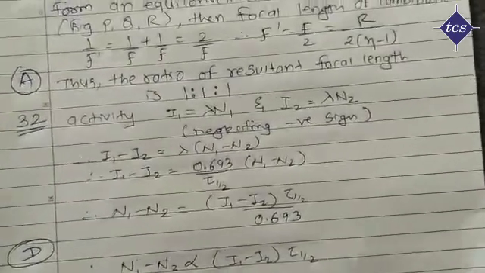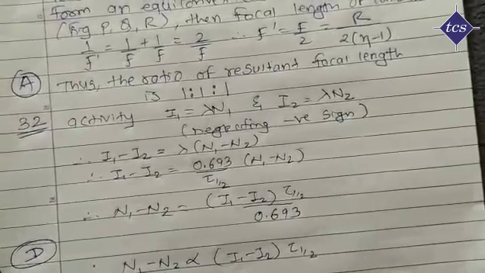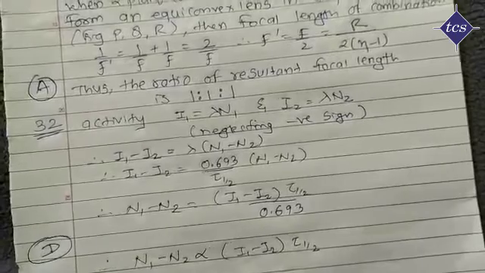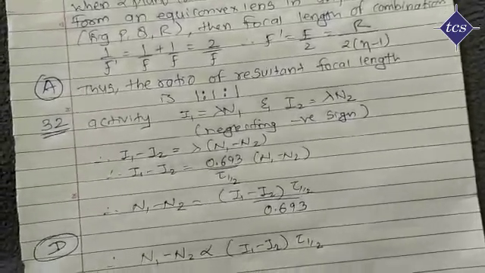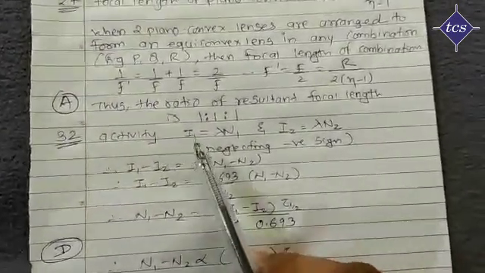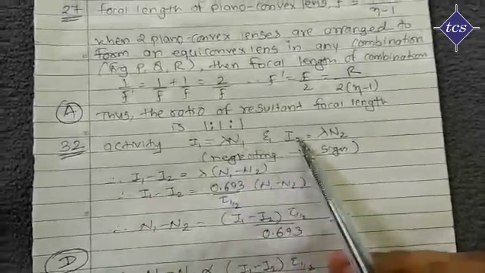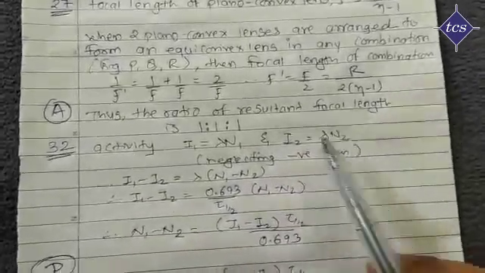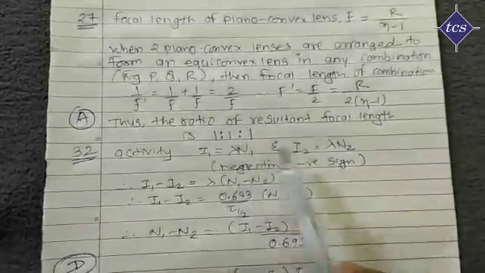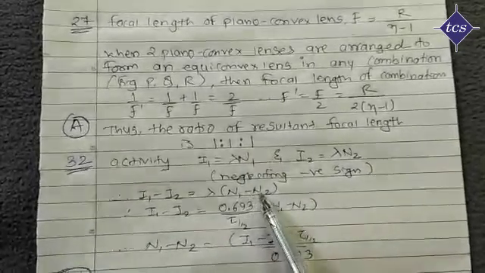Next, 32nd question. The radioactivity of a sample is I1 at a time t1 and I2 at a time t2. If the half-life of the sample is tau half, then the number of nuclei that have disintegrated in the time t2 minus t1 is proportional to dash. So activity can be defined as I1 equals lambda n1 and I2 equals lambda n2. Over here we have neglected the negative sign. So subtracting both these terms, I1 minus I2, taking out lambda common, into n1 minus n2.